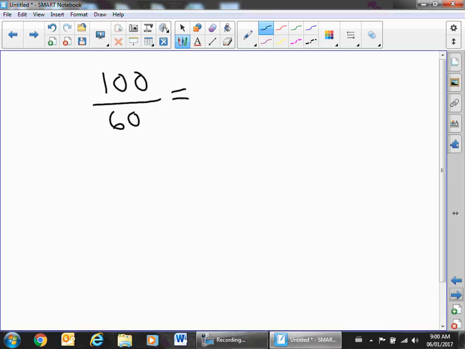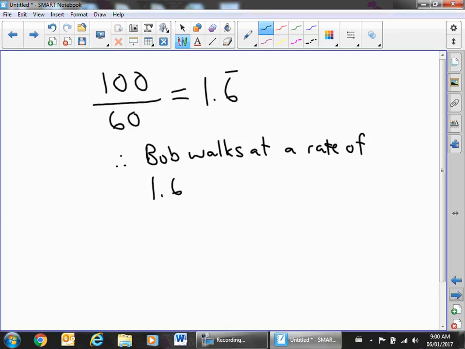If we take 100 and divide it by 60 seconds, we're going to end up with approximately 1.6 repeating. So therefore, Bob walks at a rate of 1.6 meters per second. Approximately 1.6 repeating, so about 1.6, 1.7 meters per second.